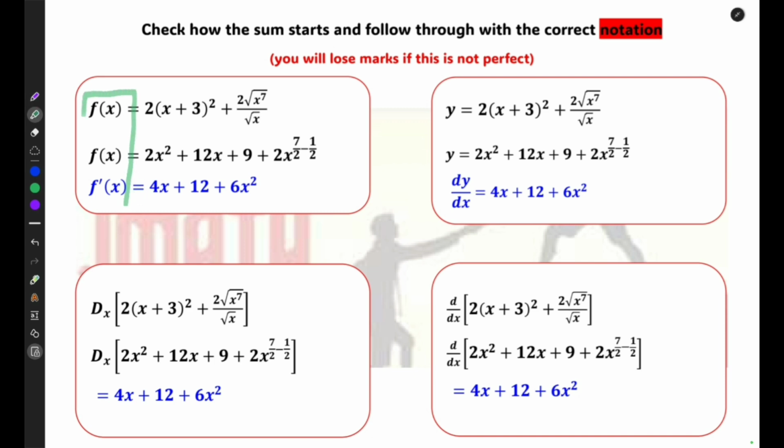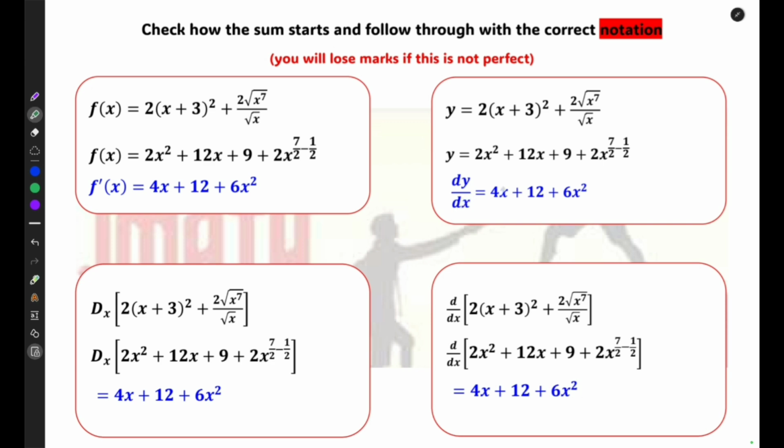So if a sum starts with f of x, then the derivative would just be f prime of x. I just put a little apostrophe. If my sum starts with a y, then when I'm ready to do the derivative, I need to say it is dy over dx. So the top variable will always be alone on the left, and the bottom variable is the one that I look for in the exponents. Like we saw with the first 2 questions we did, I look for those exponents, and anything else I ignore.